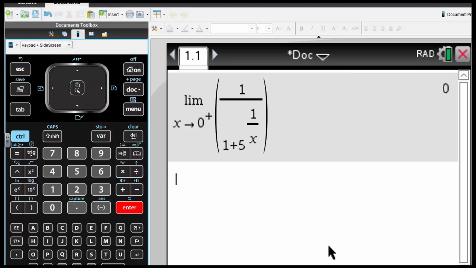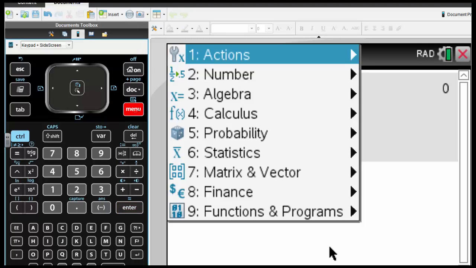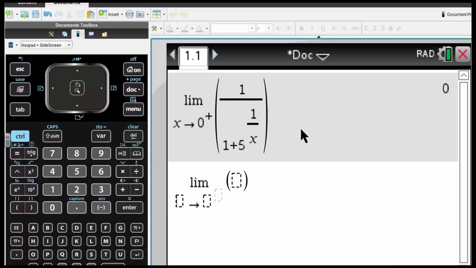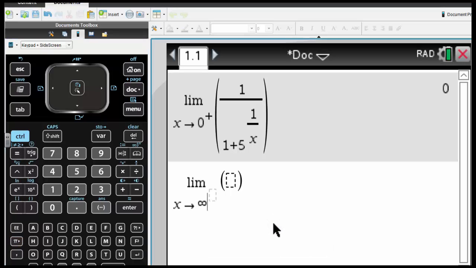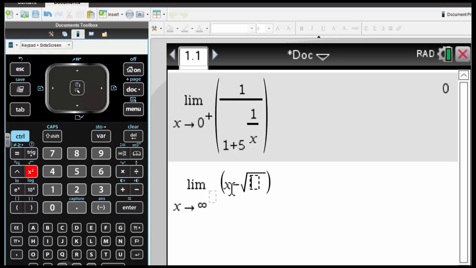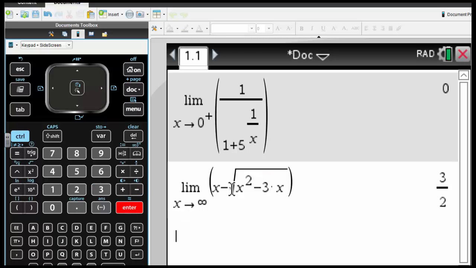Let's go ahead and just double check that with our calculator. Menu, calculus, limit as x goes to infinity, and our expression was, again, x minus the square root of x squared minus 3x. And they say 3 halves, just like what we said.